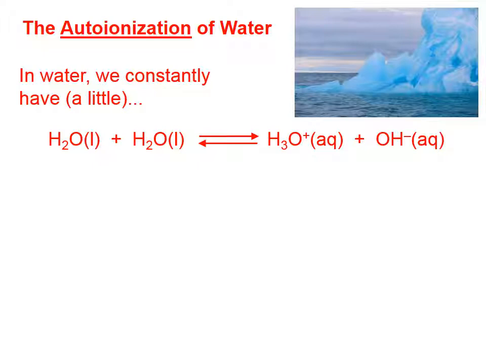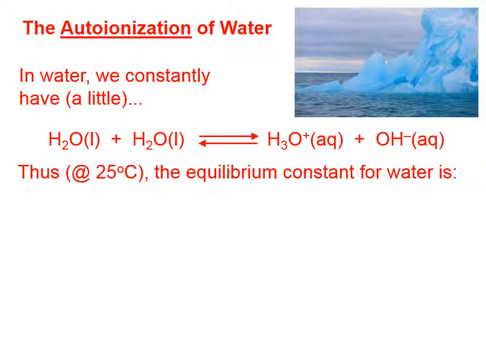In water, we constantly have a little of this going on. One water molecule donating a proton to another, yielding a hydronium ion and a hydroxide ion. There's a very small percentage of water molecules that this is occurring for at any one time, but it does happen, which means we could write an equilibrium constant expression for this reaction.